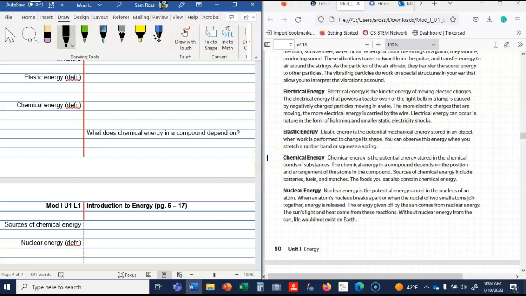Chemical energy. Chemical energy is the potential energy stored in the chemical bonds of substances. So that's what you'll write for the definition of chemical energy.